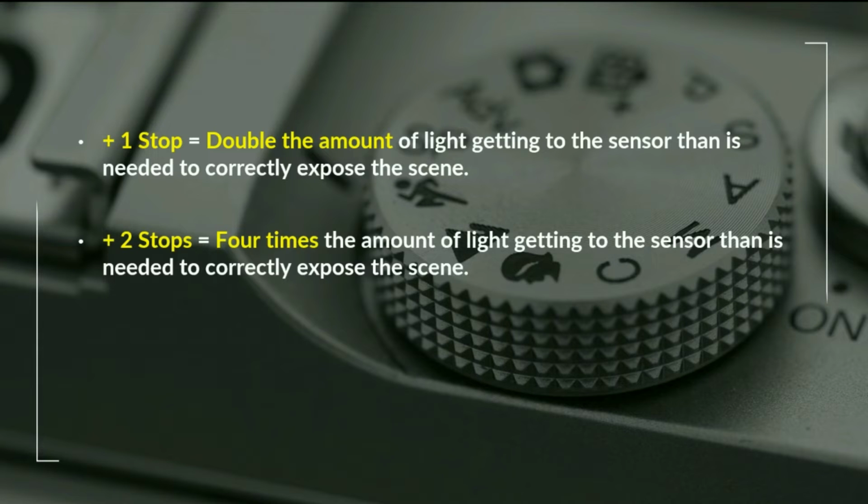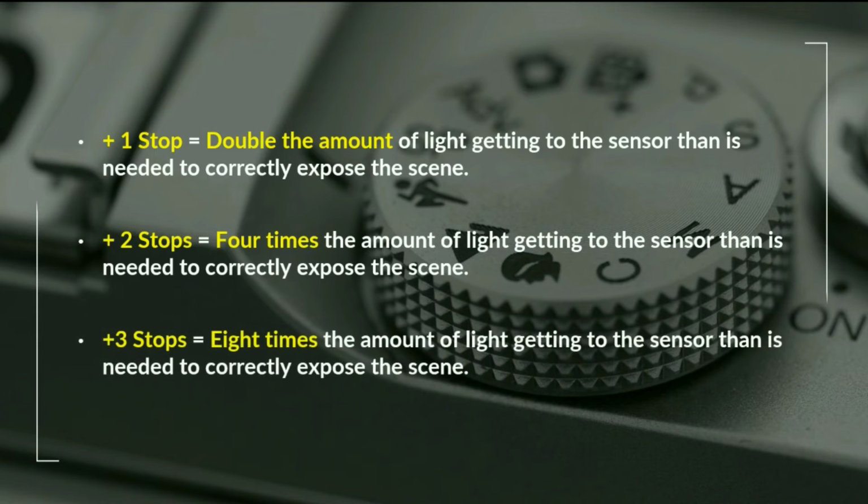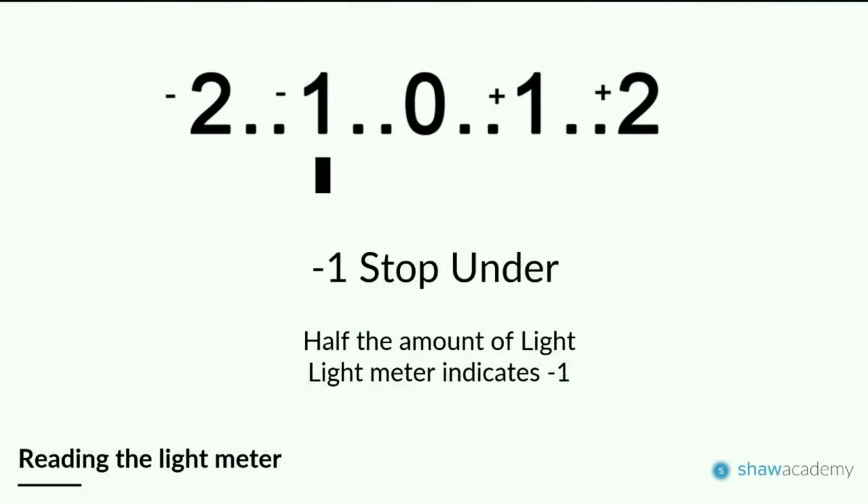But think about it. If 1 stop is double the amount of light and 2 stops is 4 times the amount of light, that was doubling it again. 3 stops is going to be 8 times the amount of light coming into the scene. And that's a huge amount of light. That means our image would be very overexposed in that instance. Because it doubles again. So from 2 stops to 3 stops, we're doubling from 4 times and we go up to 8 times. And similarly then, if it was +4 stops, it would be 16 times the amount of light, and so on. Let's have a look at it on the other side.